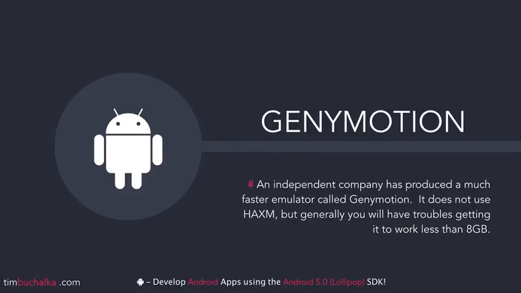Genymotion is option 2. Now this was created by an independent company and they produced a much faster emulator. It doesn't use Haxm, but it's still faster than the Android Virtual Device with Haxm. But as is the case with the previous option, for that speed increase, you generally have to have 8 GB of RAM or more to run this.